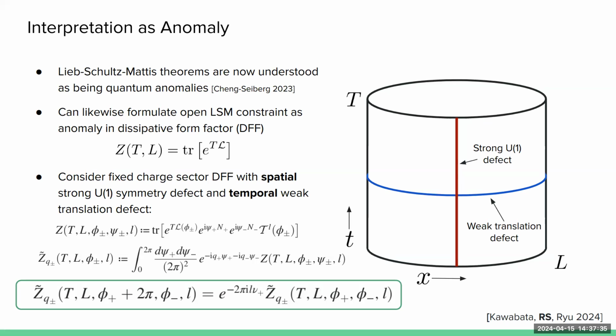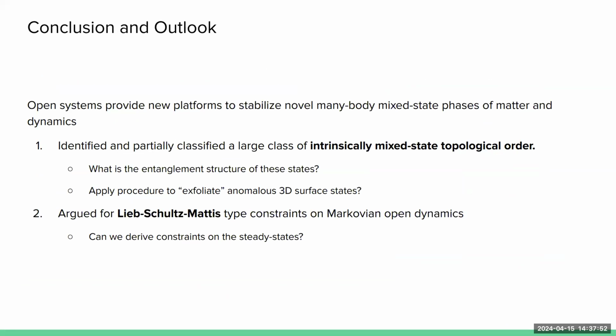So this is, in a sense, a formal rewriting of this flux insertion argument. And the claim is that we should interpret this LSM theorem as corresponding to this kind of anomaly of this dissipative form factor. So that's, maybe, a slightly more formal sense in which these constraints should be considered robust. Right, so I guess I'm out of time.